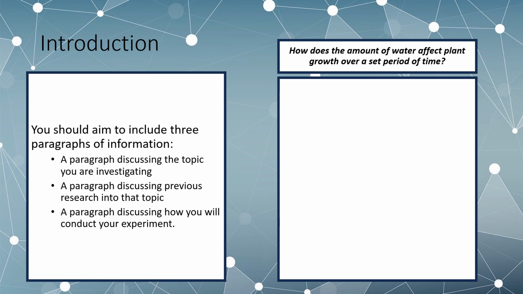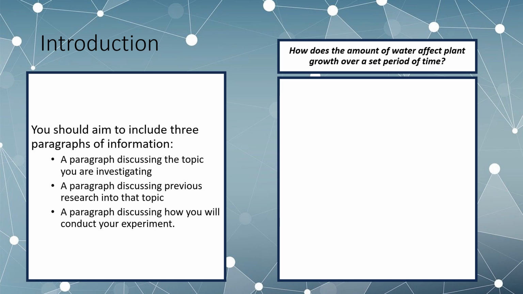Your second paragraph should discuss previous research into that topic, discussing how different research has contributed to our current understanding and what other experiments have been conducted that are similar to yours. Your final paragraph should discuss how you will conduct your experiment. This should talk about how you're going to make your experiment reliable and accurate and what you're going to do to ensure that your results are valid.